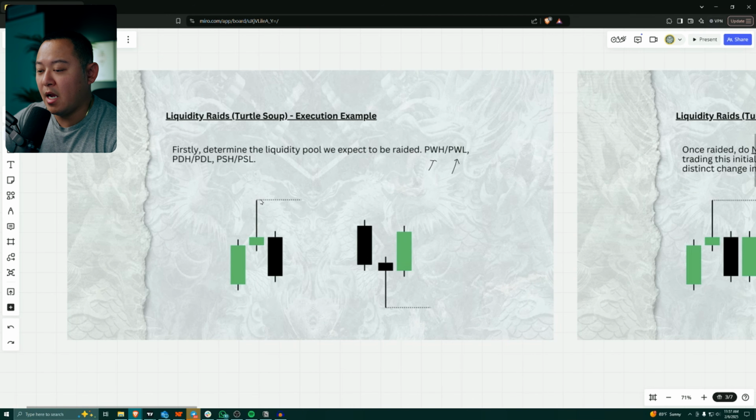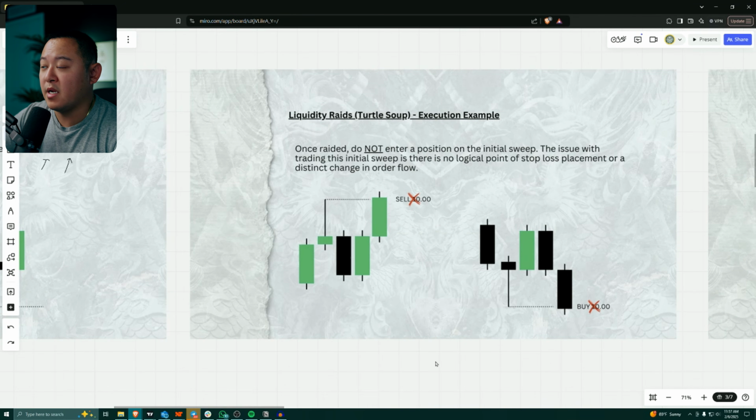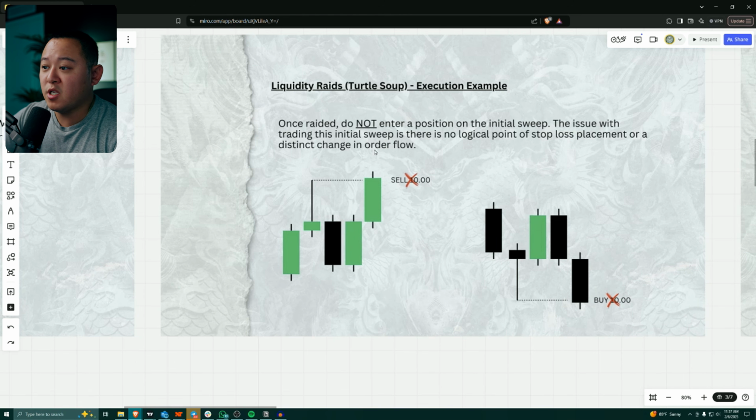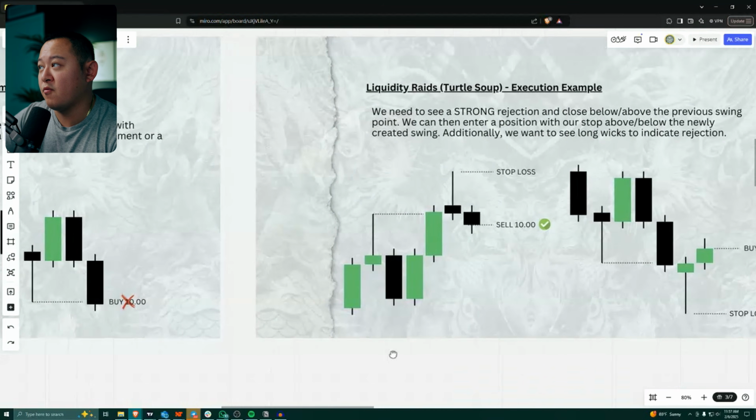Okay, so what we're going to plot out, let's just pretend that this is a previous weekly high and previous weekly low. And this is kind of where I messed up when I was first starting to learn how to trade these setups. Once it's raided, we are not going to just enter as soon as it takes out that level. Because when we do that, we don't have a proper place or a logical point to put the stop loss as soon as it takes out that level. Instead, what we're going to do is wait until we get a closure back inside of the range.